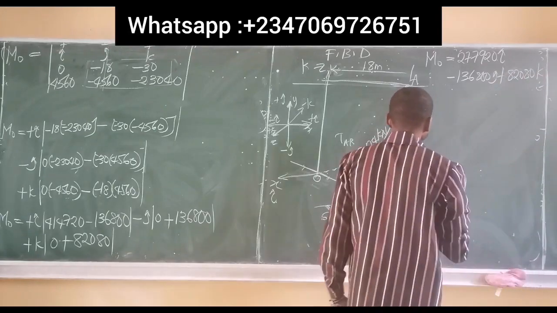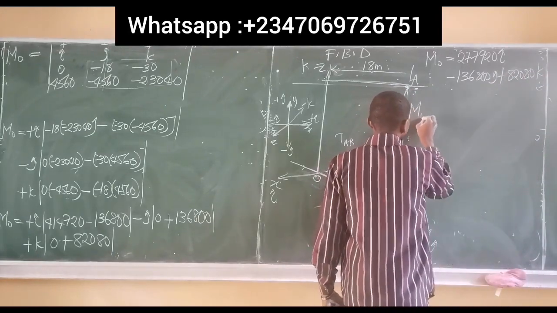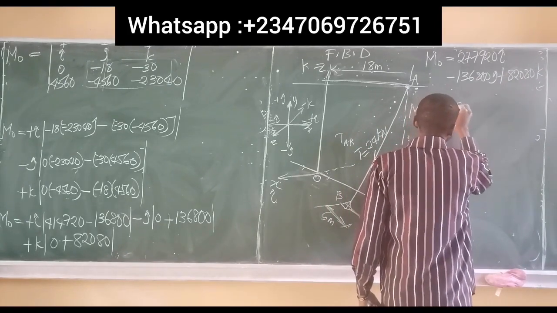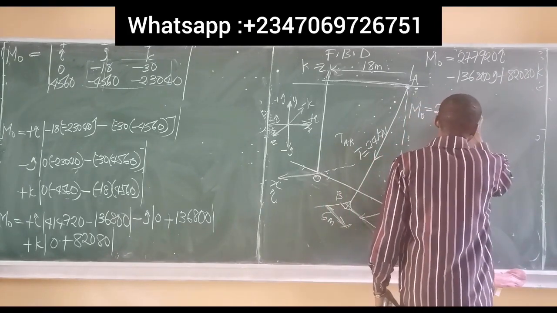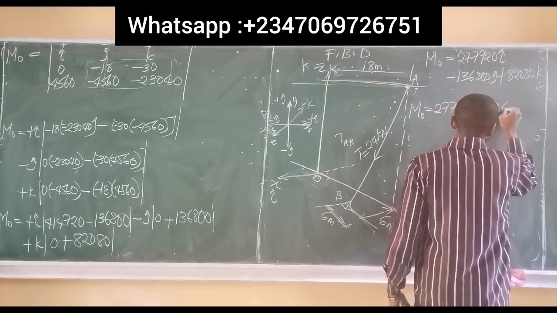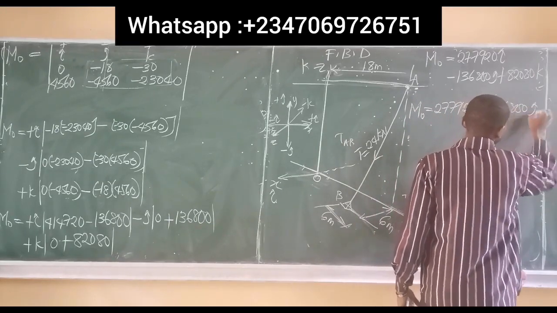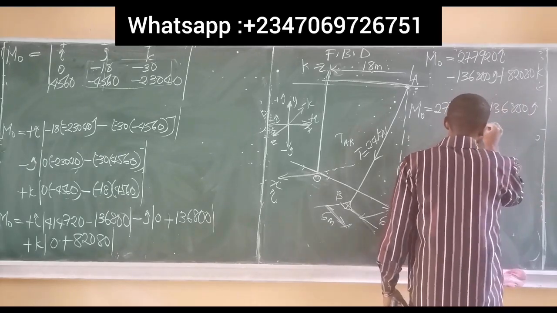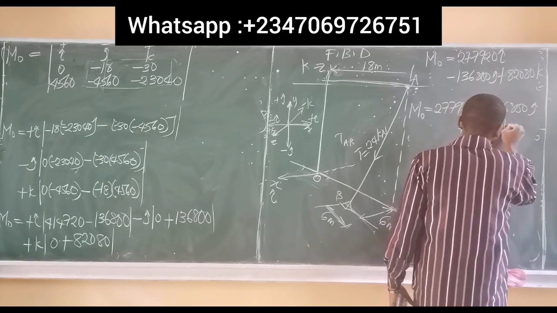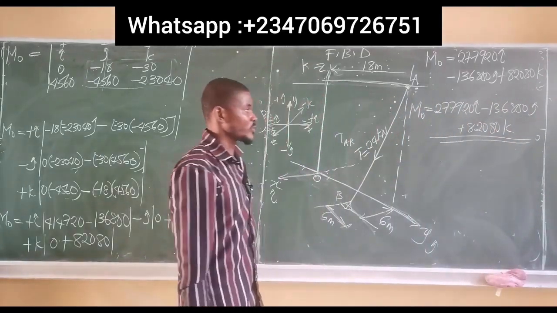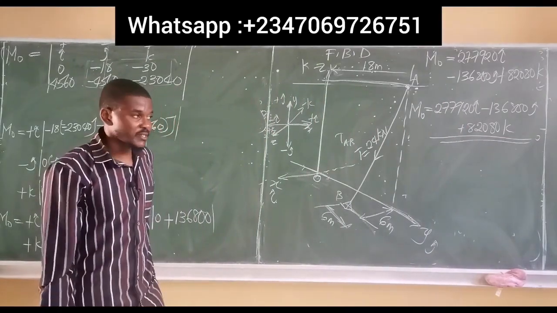Okay, all right. So the moment is simply equal to 277920I minus 136800J plus 82080K. All right, so this becomes the moment of force about point O. That's how you find your moment in three dimensions.